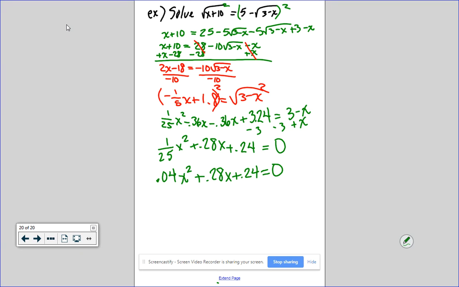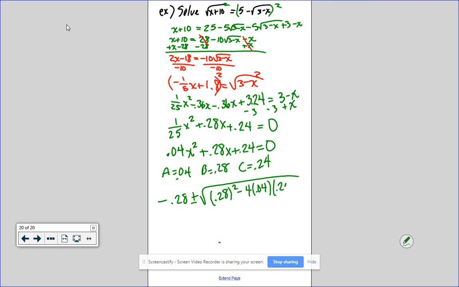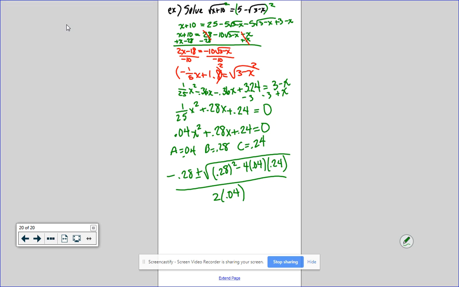Okay, so we got that. So A is 0.04, B is 0.28, C is 0.24. Gonna plug in: the opposite of B, plus and minus the square root of B squared minus 4 times A times C, all over 2 times A. And then I just got to work that out.